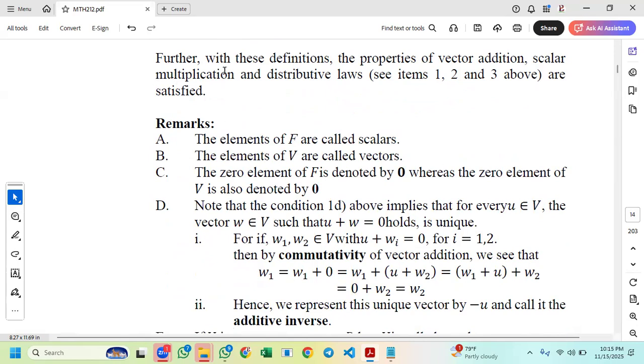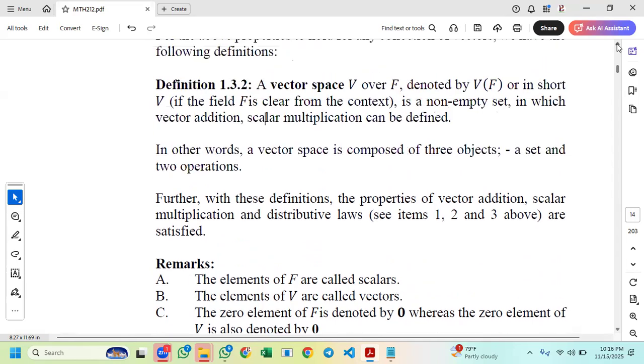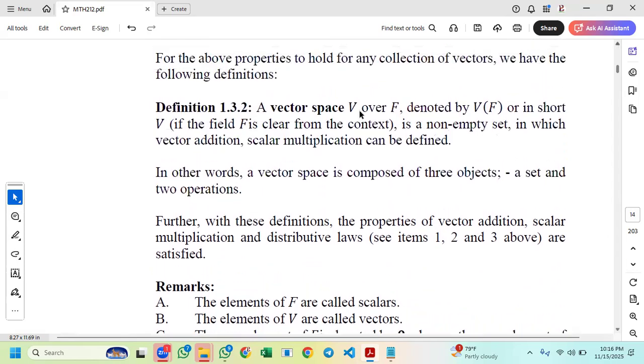Now, the definitions that have been given above, the properties of vector addition, scalar multiplication, and distributive laws are satisfied. Now for the remarks, A, the elements of F are called scalars. Where did you notice that they mention F in the definition of vector space? V over F. You know that V is a vector space, which is the addition. The F is the one that will do scalar multiplication on. So that's why they say that.